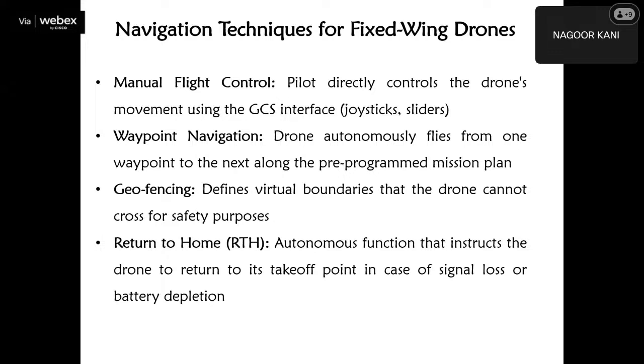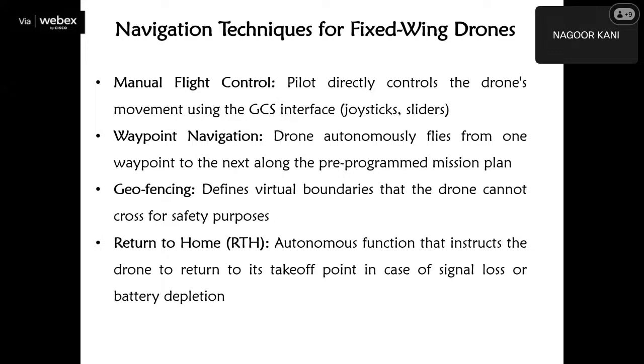Basically, how we navigate using the ground GCS. One topic has to be discussed. They are simple: manual flight control, then automation, then geofencing, return to home. The RTH is a very important requirement for any unmanned aerial operation, whether it is fixed wing or multi-copter. It ensures that with any loss of signal, any unavoidable circumstances, any obstacles, it will safely return to home. Home means where it started, or if you feed the location and say this is home, it will use that.